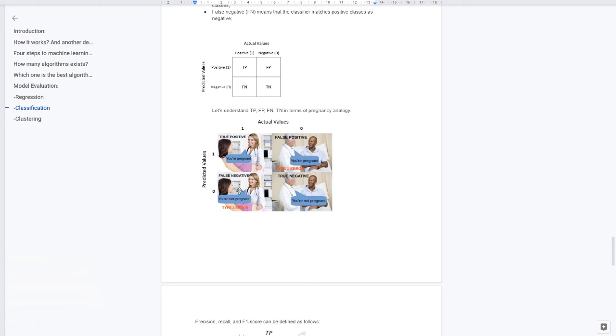In this picture, you can see a false negative. The woman is pregnant, real is one, and the machine predicted that she is not pregnant, which is error number 2, type 2 error. And finally, in this image, we have an example of true negative. The man in this picture is not pregnant, and the machine predicted that he is not pregnant, correctly.